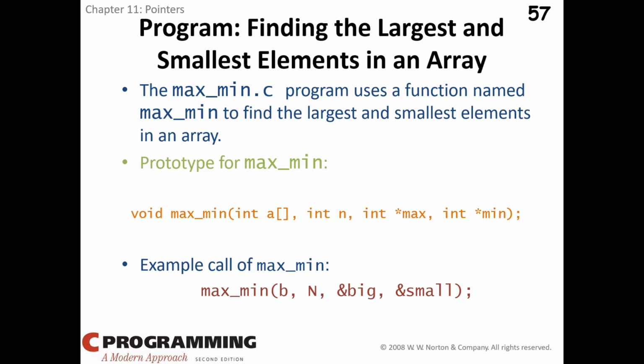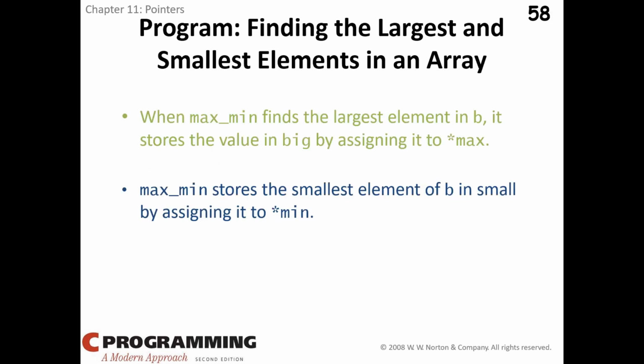By calling this function, we can efficiently determine the largest and smallest elements in any array. So in the max_min program, when the function max_min finds the largest element in the array B, it stores this value in the variable big by assigning it to pointer max. Similarly, when it identifies the smallest element in the array B, it stores this value in the variable small by assigning it to the pointer min.